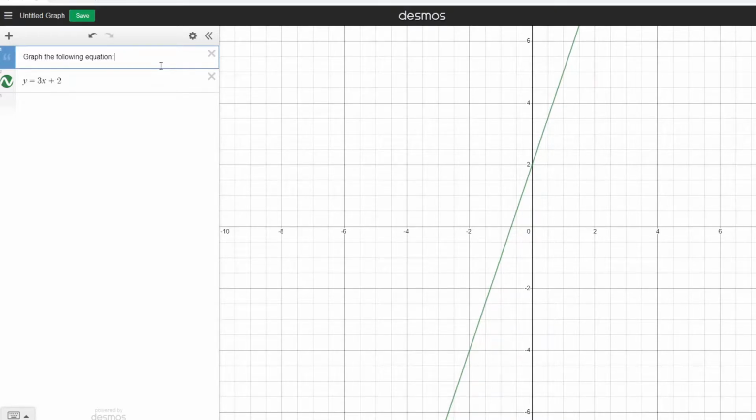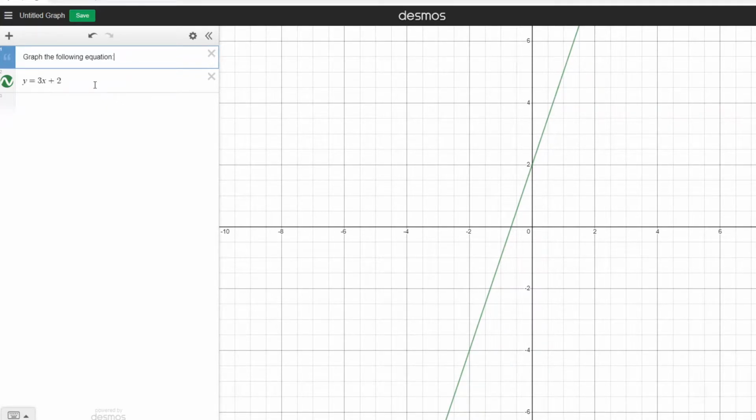Hello everyone. Today in this video we're going to be learning how to graph linear equations in slope-intercept form. We are also going to be learning the different parts of this equation. So let's get started.